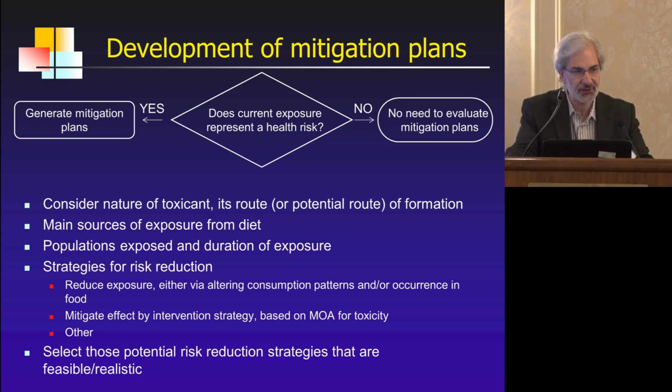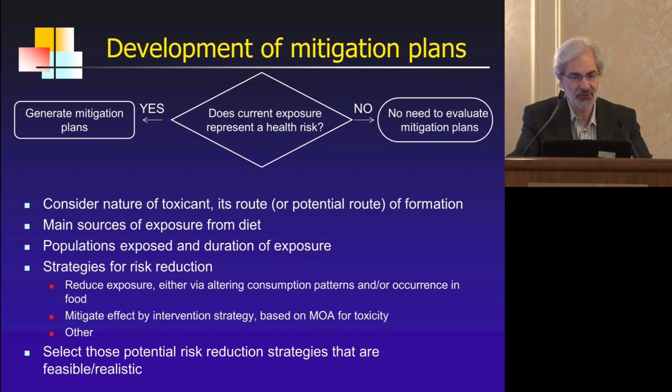So consider the nature of the toxicant, its route or potential route of formation, because as we heard from acrylamide, some of the mitigation plans are aimed at interfering with the formation of the process compound. And if we think we might know how it's formed, then at least we could test the possibility that by interfering with the chemistry, we interfere with the toxicant of the compound. What are the main sources of exposure from the diet? Is it everywhere, like acrylamide, or is it in 1 or 2 foodstuffs, like some of the MCPD esters? What are the populations exposed and for how long? And what are the possible strategies for risk reduction?